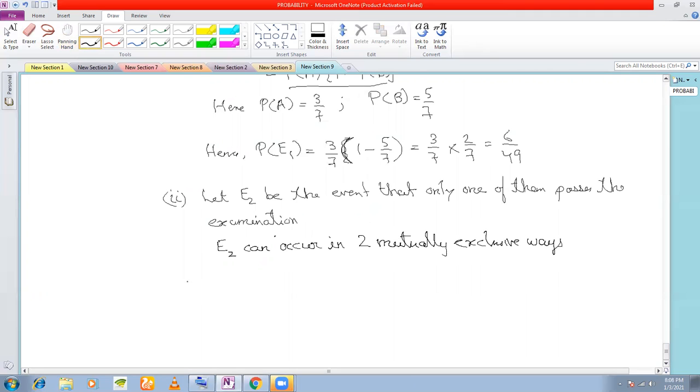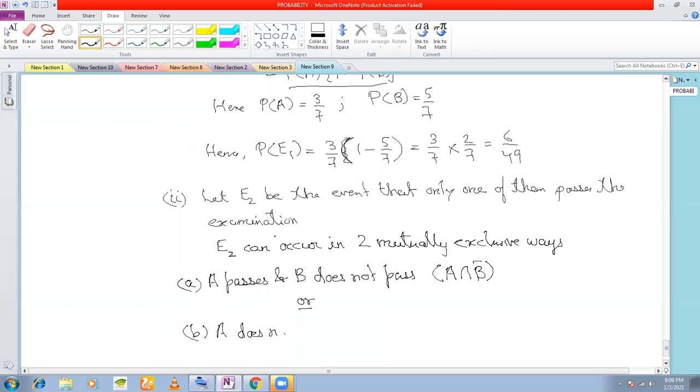What are those mutually exclusive ways? First one is A passes and B does not pass. What is this event? A intersection B complement. Or, the second part, A does not pass but B passes. So this is A bar intersection B, right?